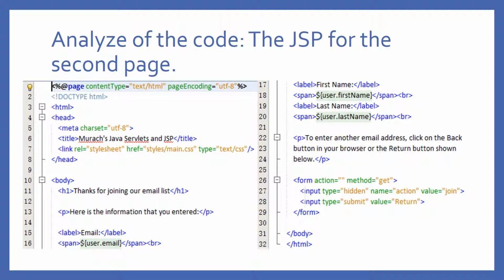When a JSP is requested for the first time, the JSP engine converts the JSP code into a servlet and compiles the servlet. Then, the JSP engine loads the servlet into the servlet engine, which runs it.